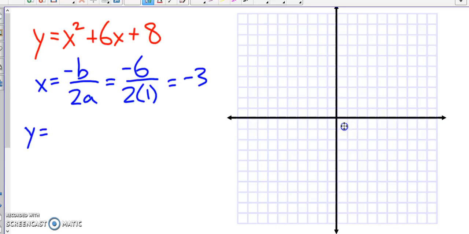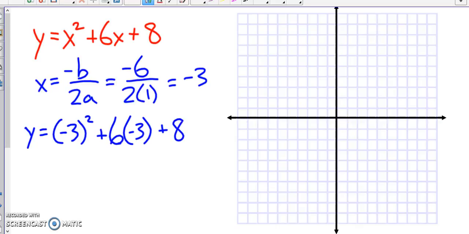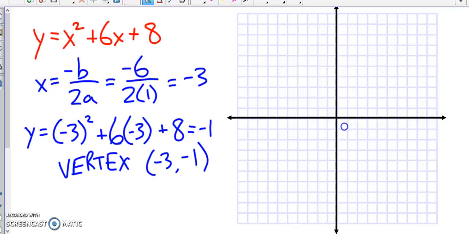And my y is what I get when I plug in negative 3. So this is negative 3 squared plus 6 times negative 3 plus 8. 9 minus 18 is negative 9 plus 8 is negative 1. So the vertex would be negative 3, negative 1. So that'd be that point right there. The axis of symmetry would be x equals negative 3.